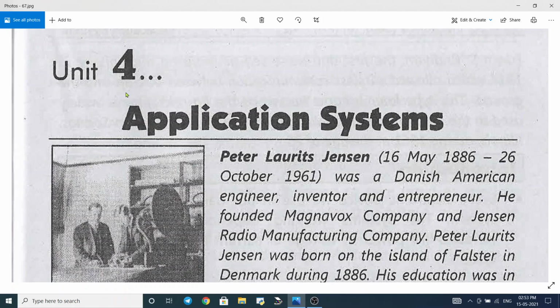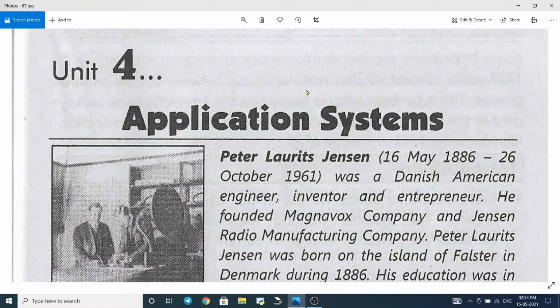In this lecture, we want to start the fourth and the last chapter, application systems. We are seeing paper first, that is SYBSc semester second, paper first, EL 241, analog circuit design.